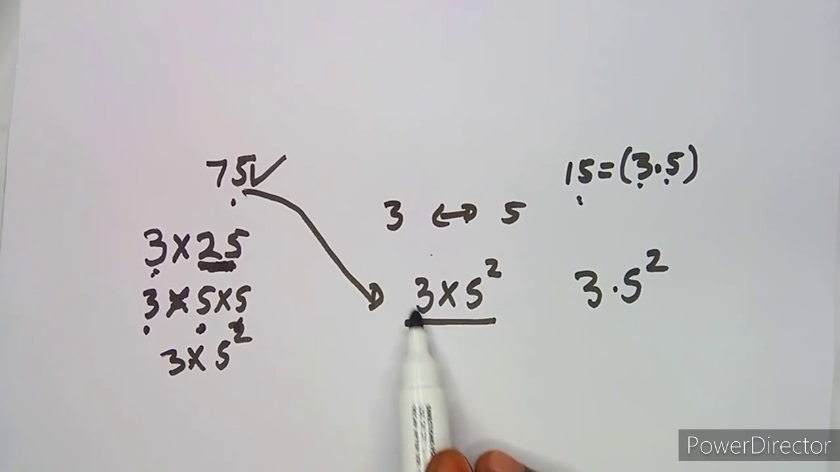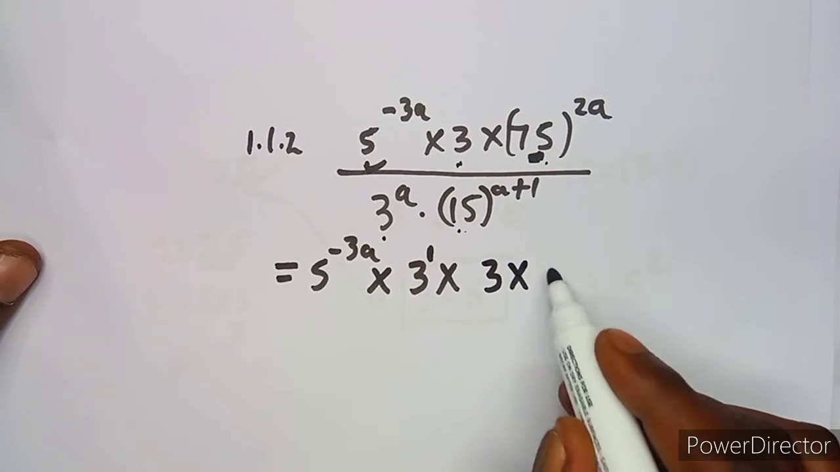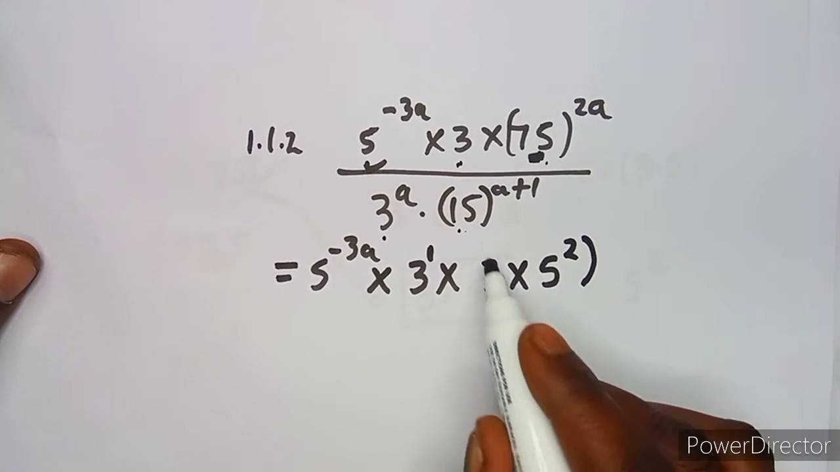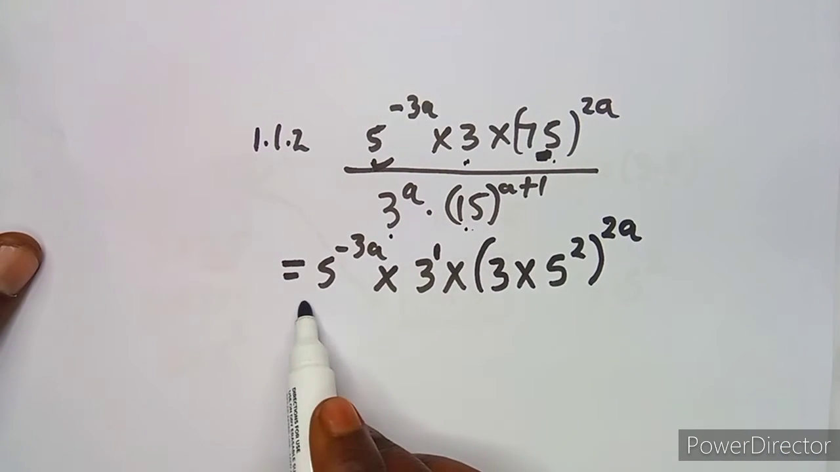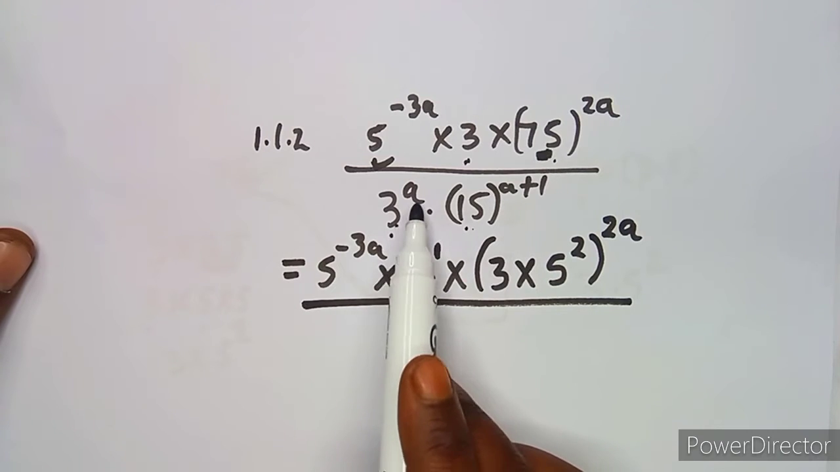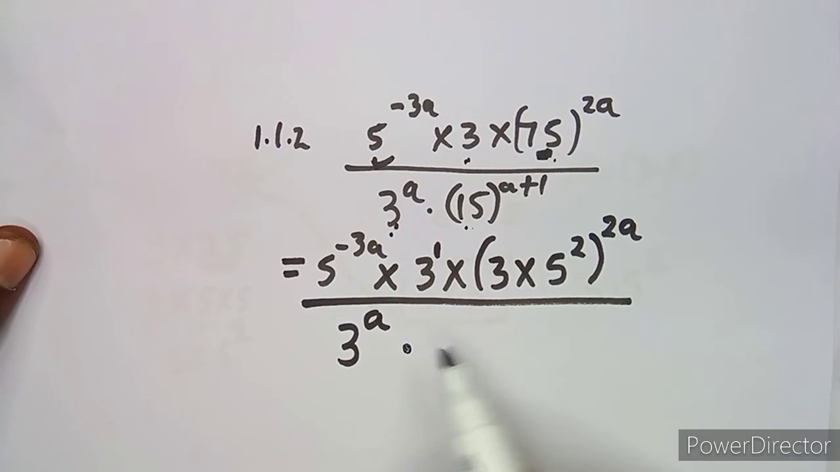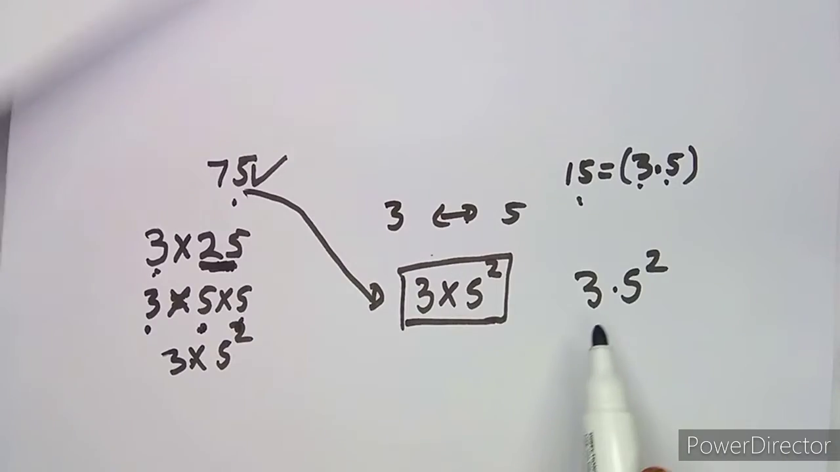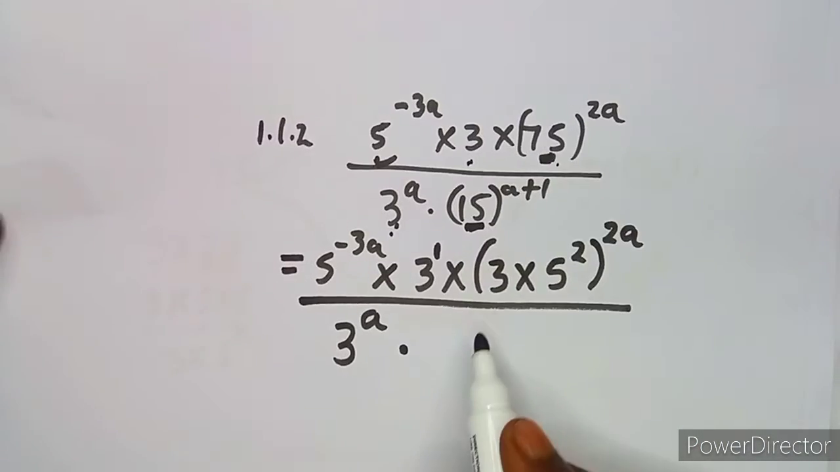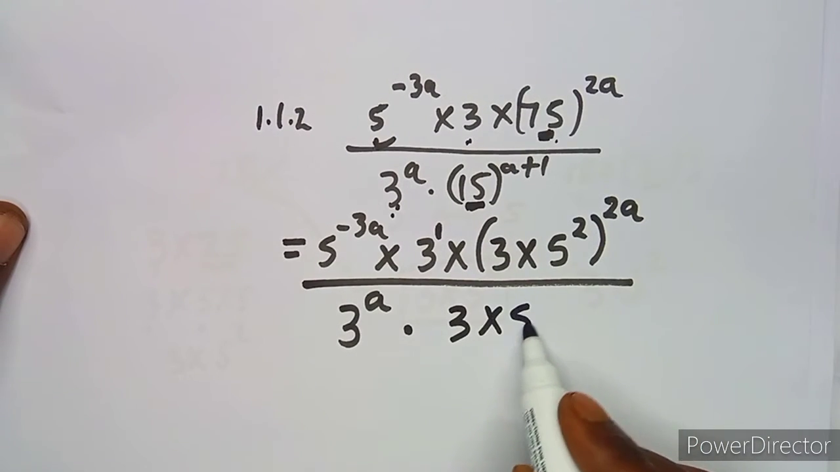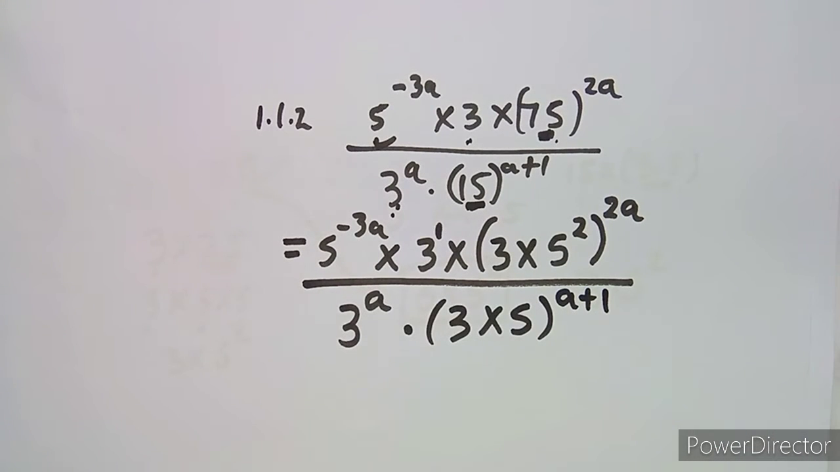Okay, we are now back to this 75. So we said 75 is same as what? 3 times 5 squared. So this is going to give us 3 times 5 squared, like this, but everything to the exponent of 2a. Now the denominator: 3 is already in its simplest form, so I'm just going to remain with 3 to the exponent of a times 15. Remember, we said 15 is the same as 3 times 5. If you multiply 3 and 5, you obtain 15. So this is 3 times 5, but everything to the exponent of a plus 1.